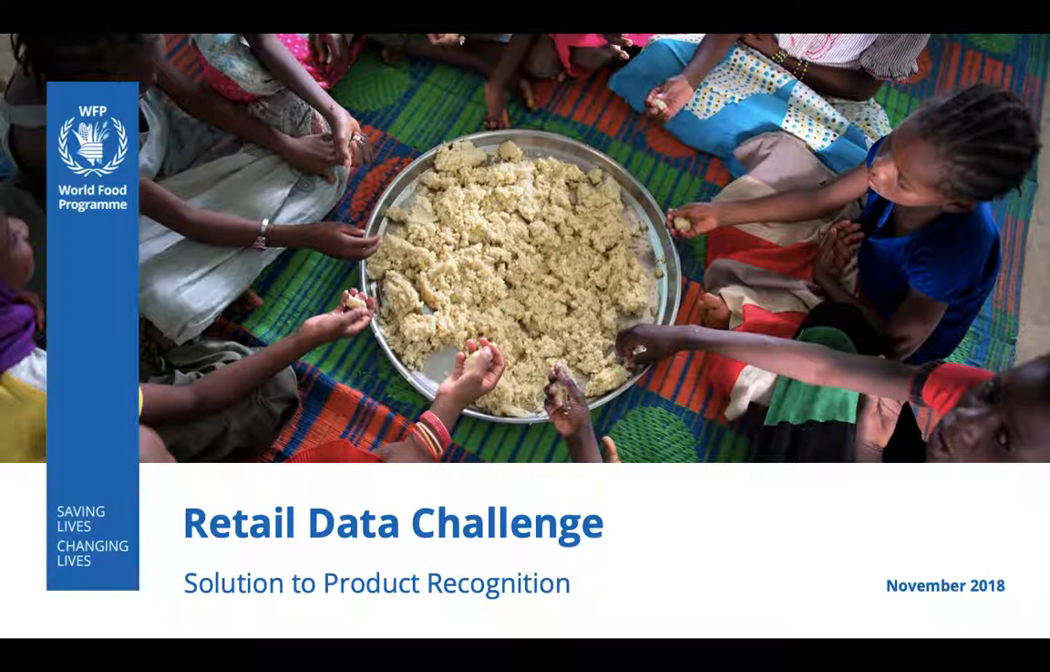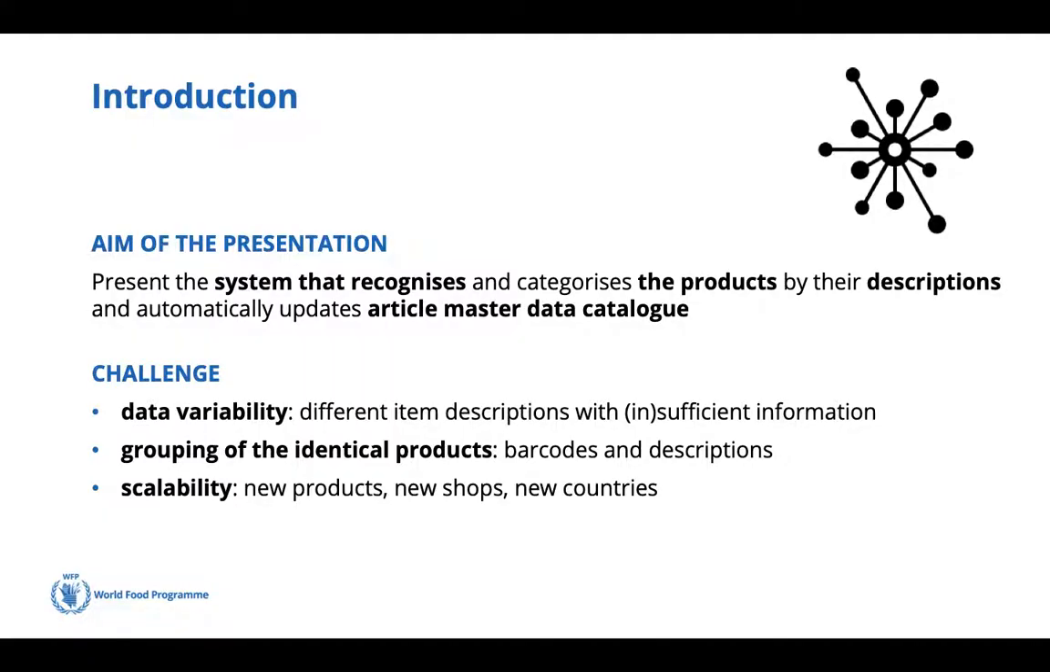With this presentation today, I would like to present you our solution to the product recognition in retail data. The aim of this demonstration is to present you a system that we have developed here in HQ, which automatically recognizes and categorizes the products by their descriptions and updates the article master data catalog.